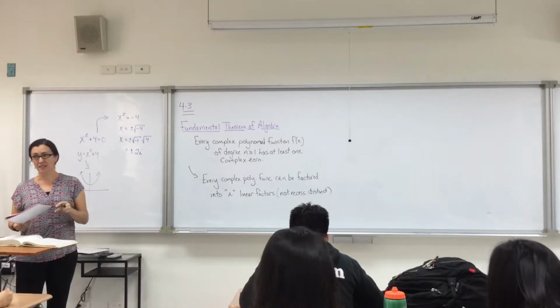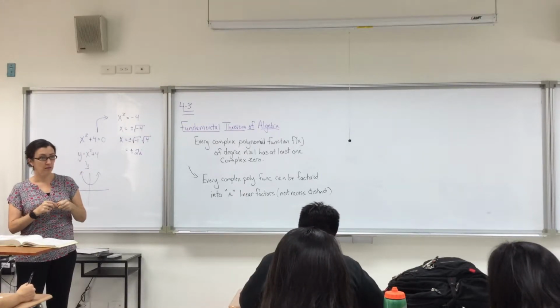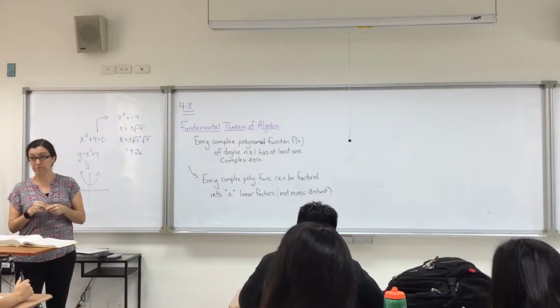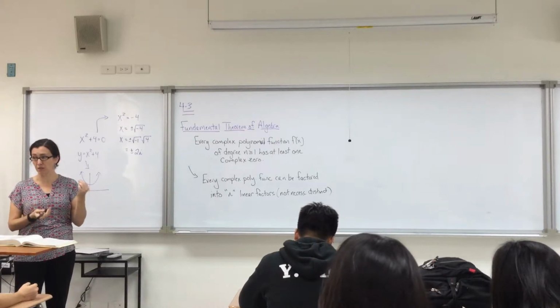What does it mean if I say the factors aren't necessarily distinct? How can you have non-distinct factors? What does it mean if I say something is very distinct?